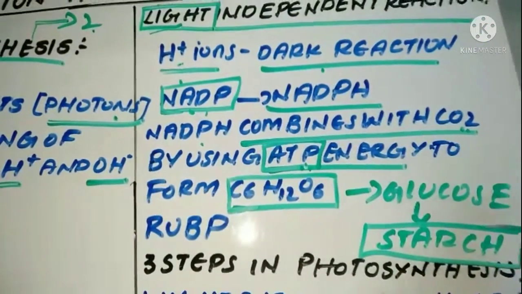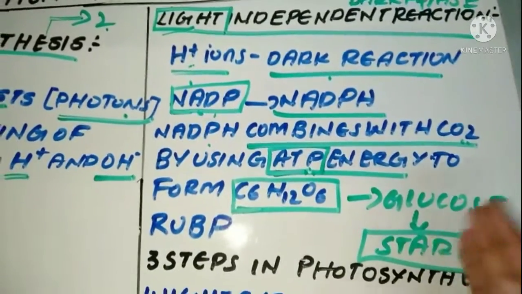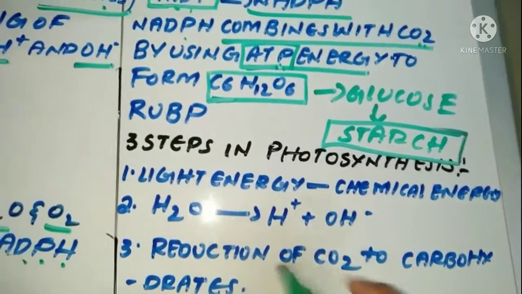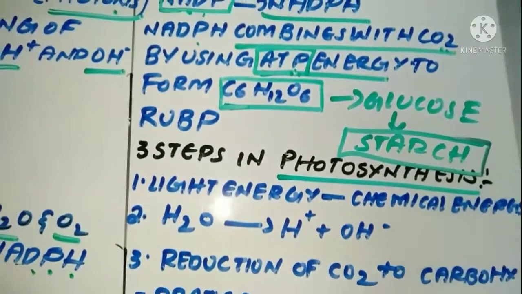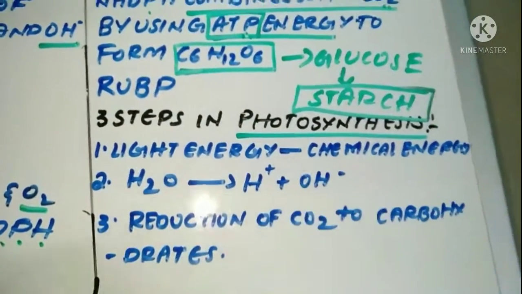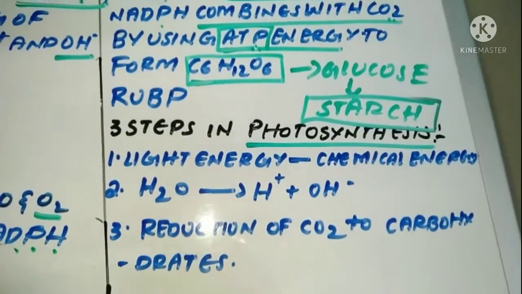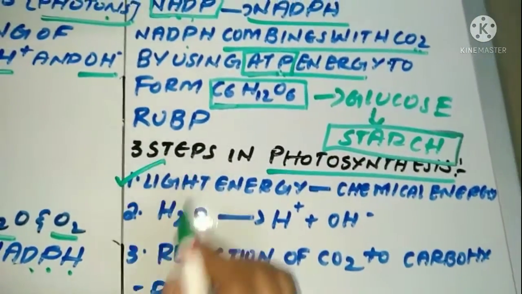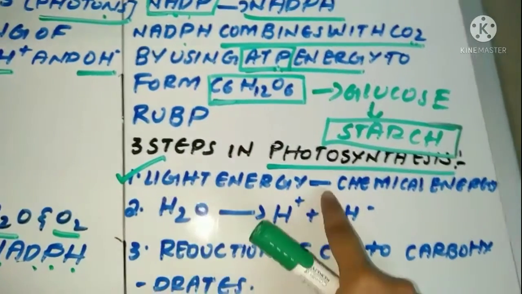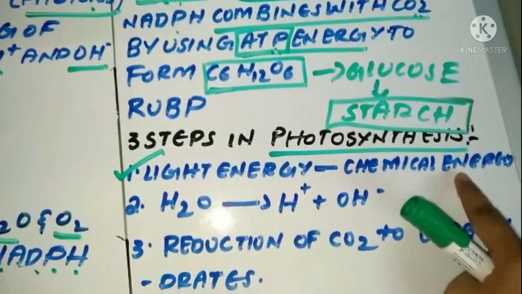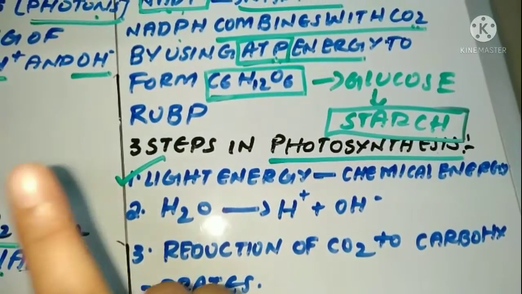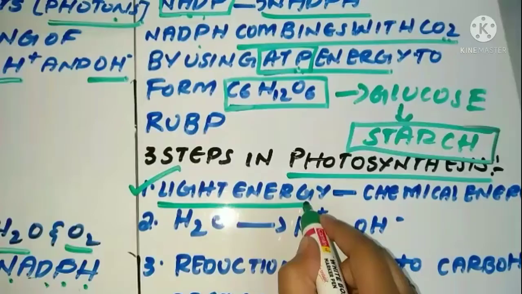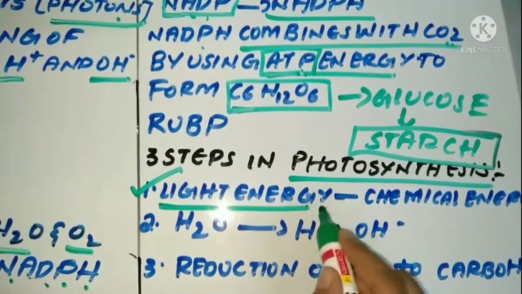These are the two reactions of photosynthesis. Now let us look into the steps which occur in the process of photosynthesis. What are the important steps that take place in photosynthesis? There are 3 steps in the process of photosynthesis. The first one is that light energy is converted into chemical energy. In the first reaction we saw that the light energy is solar energy, which we get from sunlight.